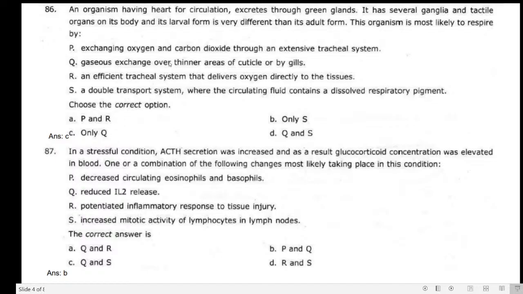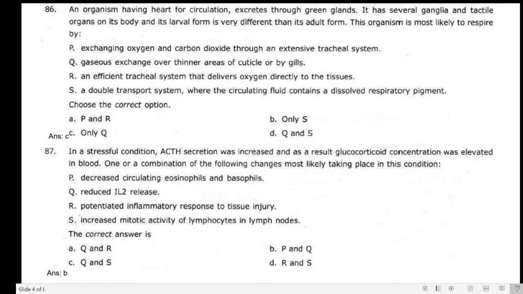Gaseous exchange over thinner areas of cuticle, or by gills, is the best answer, because in this organism they mention that circulation and excretion happen through the green gland. The green gland is associated with gas exchange over thin areas of cuticle or gills.